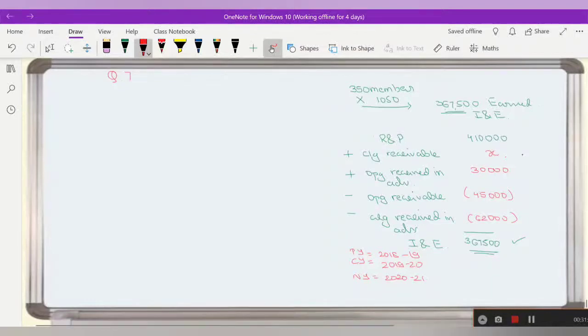So 4,10,000 plus 30,000 minus 45,000 minus 62,000, it comes to 3,33,000 plus X is equal to 3,67,500. So plus amount, if it comes on this side, this will become minus. So 3,67,500 minus 3,33,000. The balancing figure will be, it comes to 34,500. This is the closing receivable, right?